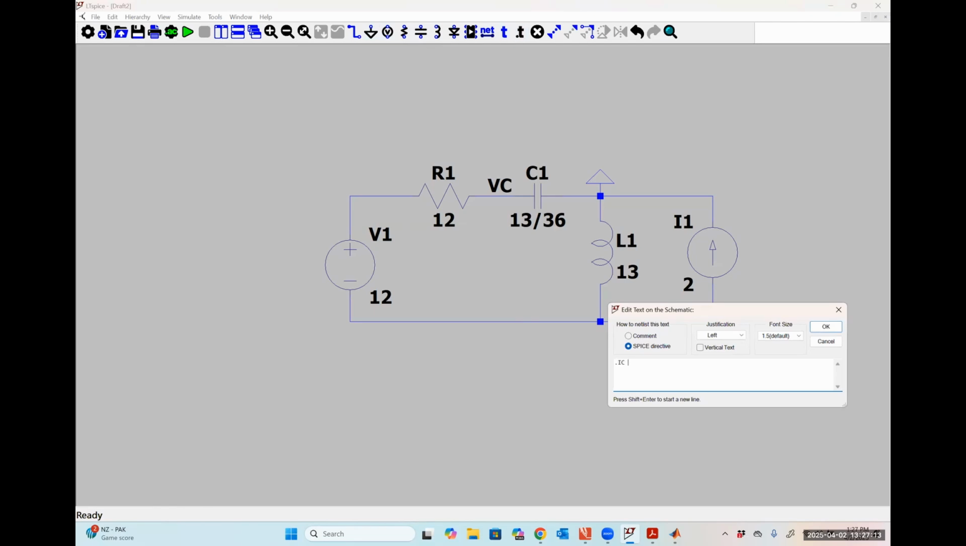So dot IC, the voltage at node VC is equal to 0. And that used to be Control M to get new line, but now it's Shift Enter. So I've got to get used to this. And then through my inductor L1, the initial condition on the inductor current was 2 amps, right? Okay.